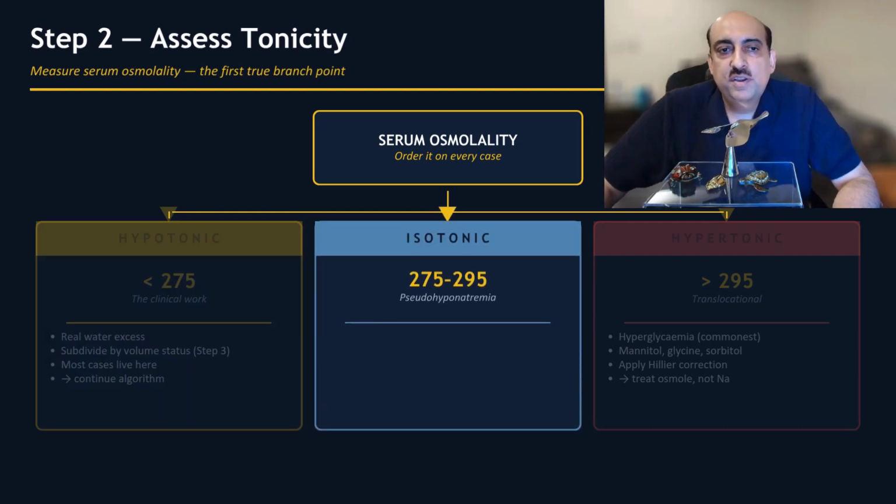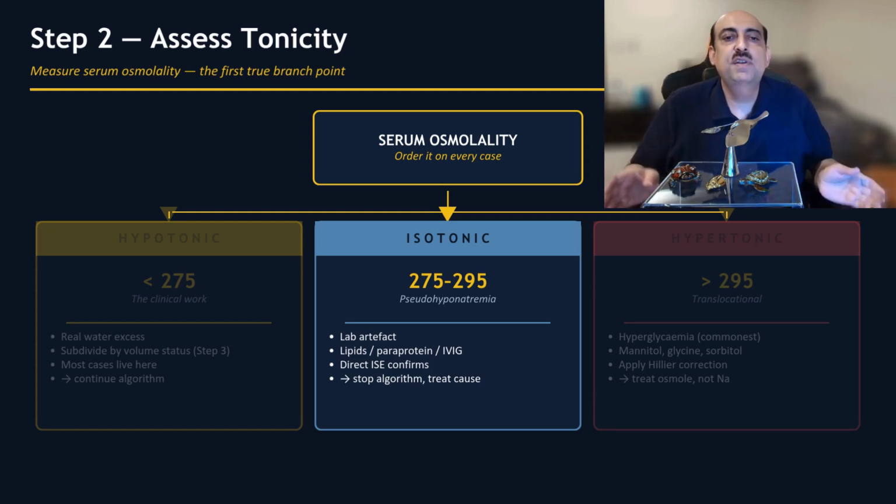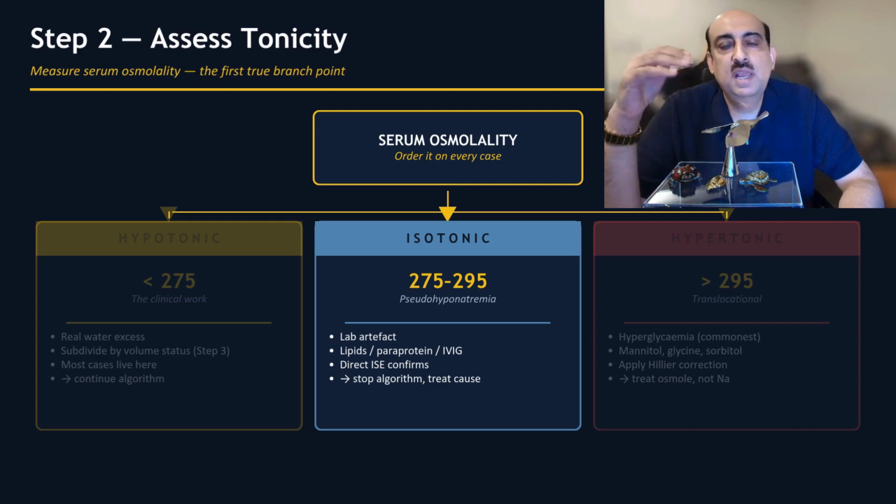The isotonic category, 275 to 295 milliosmoles, we discussed in the last slide and in our video 1. Suggestive of pseudohyponatremia. It's a lab artifact, confirmed with direct ISE test, and stop the algorithm. You do not need to go further. Just treat the underlying etiology.